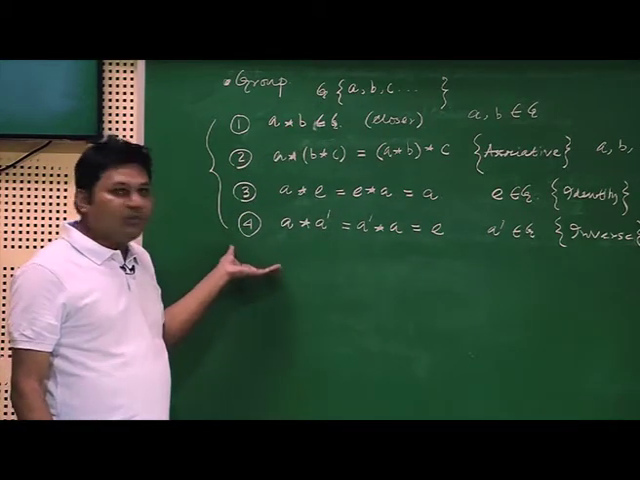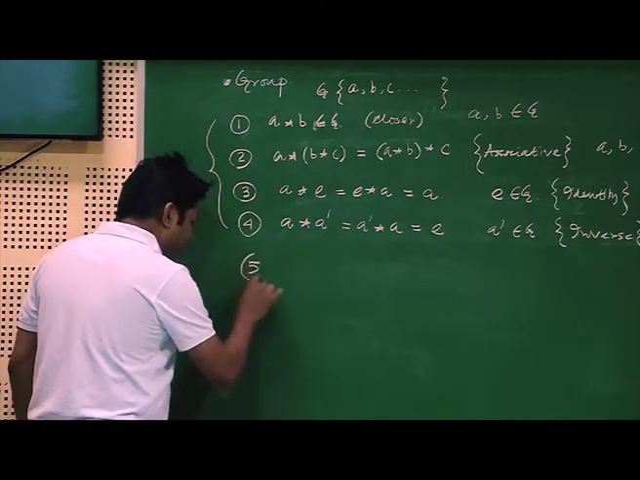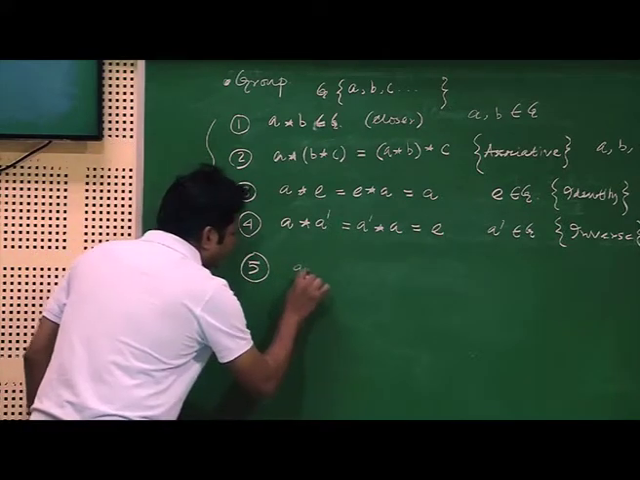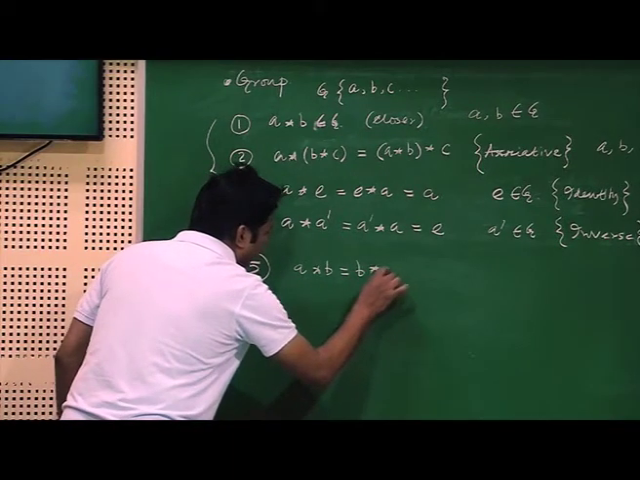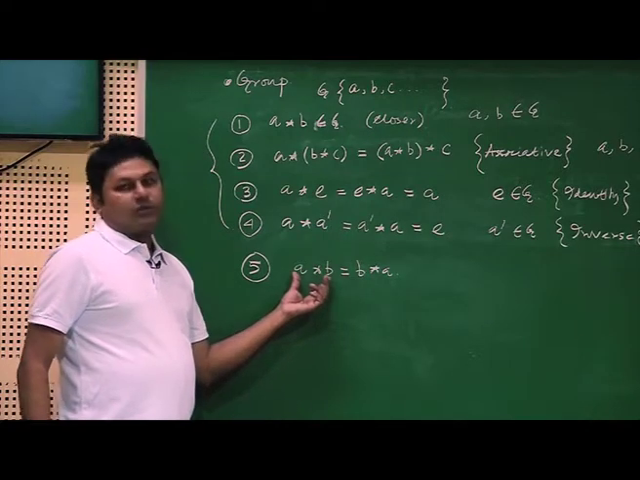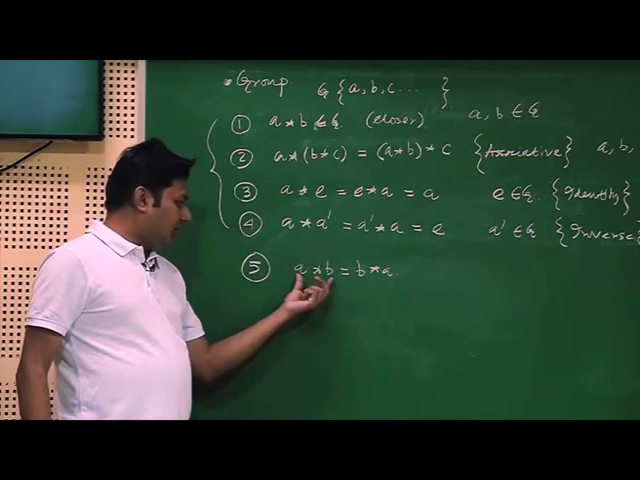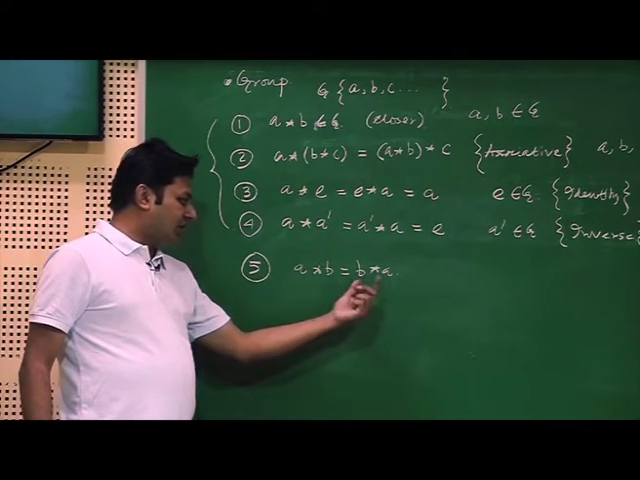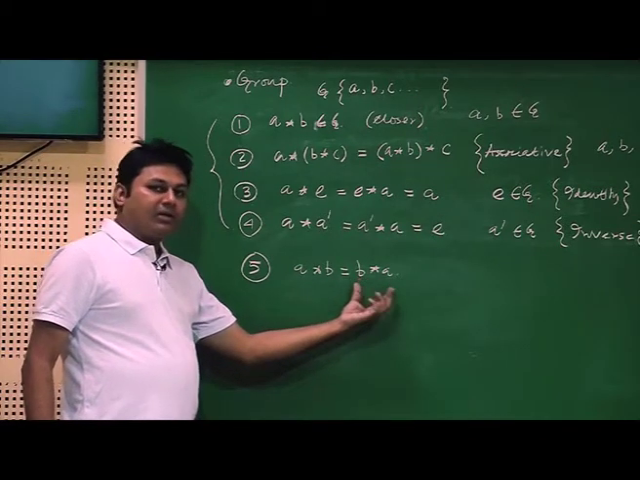However, apart from these 4 properties, there is another property which is not essential to be a group, but which is important to know, that A star B is equal to B star A. If that is true, that means I can reverse the operation. I first take A and then operate over B. Whatever the result, I will get the same thing if I just exchange the elements. I take B first and then A, and I will get the same thing.